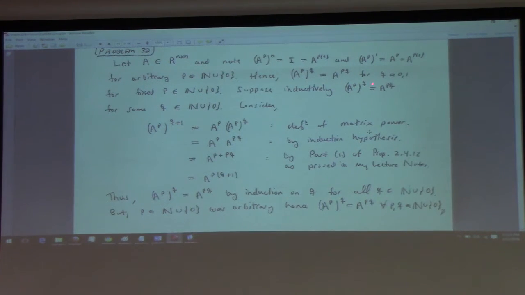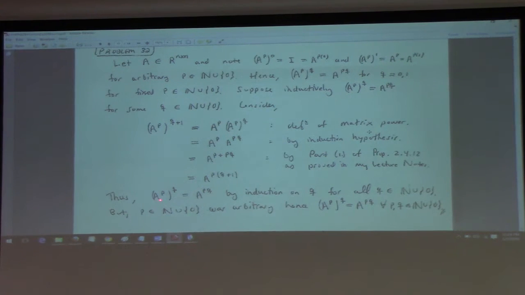I suppose inductively that a to the p, parentheses raised to the q power, is a to the pq. And then I consider a to the p to the q plus 1. I'm doing induction on q here. But by definition, this is a to the p times a to the p to the q, right? And then by induction hypothesis, this is a to the pq. Then I use part 1 of the proposition, which we proved in the notes. And then I just do algebra to see that that's p times q plus 1, which is the claim, the induction hypothesis for q plus 1.